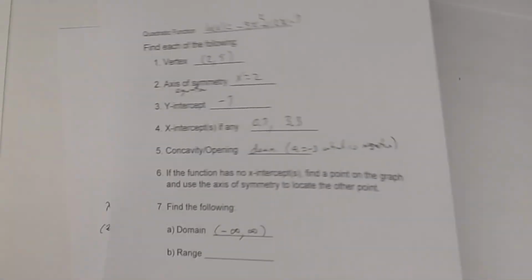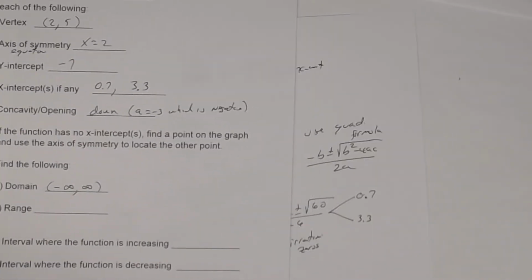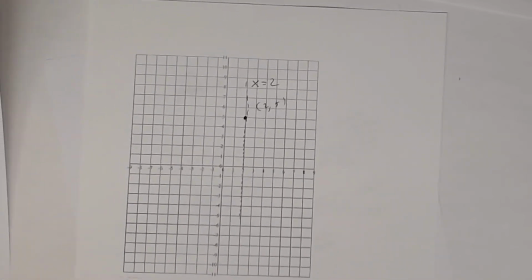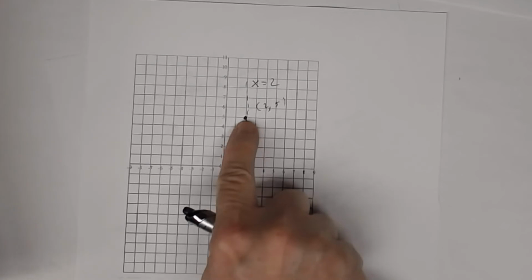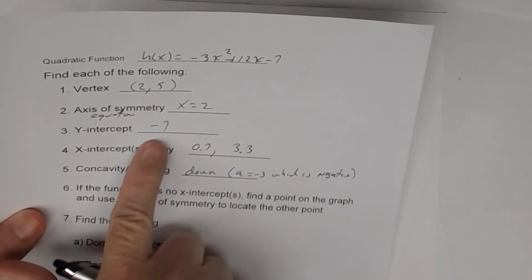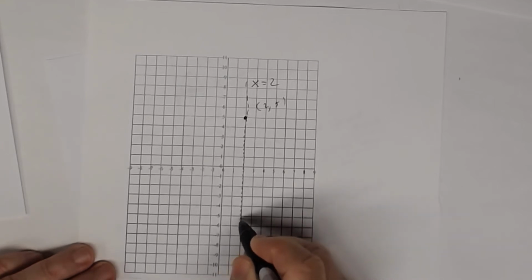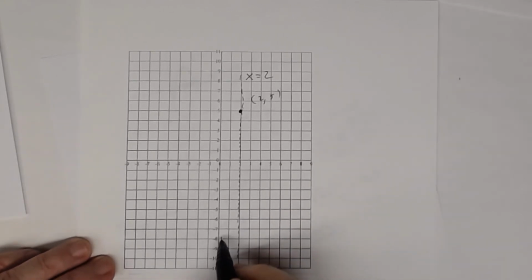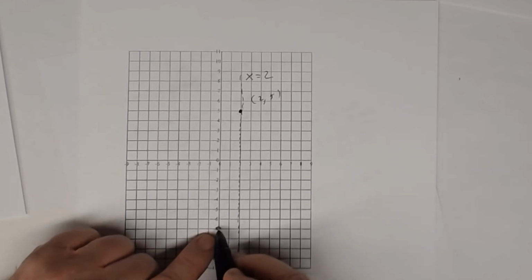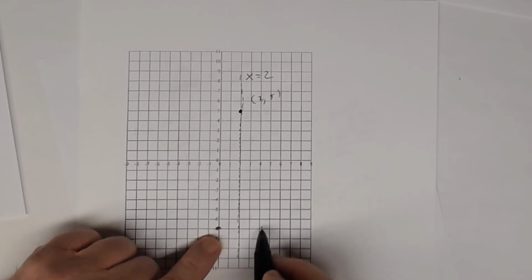Okay, and so let's go ahead now and use our information to draw our graph. I already drew the axis of symmetry. I already drew my vertex. My y-intercept's -7. So here's -7 right here, right? So let me draw this a little bit better right here. So here's -7. Now remember, once you know your y-intercept, I want you to tell me what other points are on the graph.